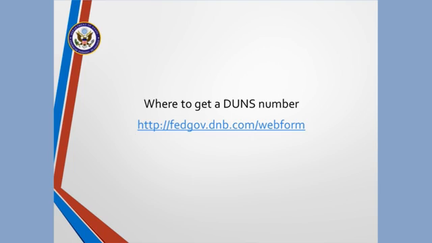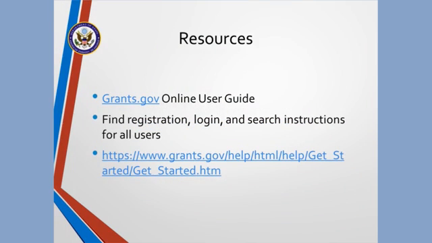So while we're waiting for more questions from our audience, let's go back to our resources page, which shows grants.gov, which of course has the online user guide. And if you're patient, you can find almost all of the answers to every question you can imagine on that website. Including the registration, the login, the search instructions, frequently asked questions, and background information about how the U.S. government provides these resources and why.